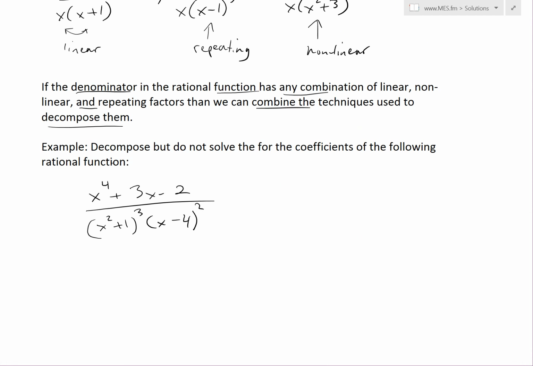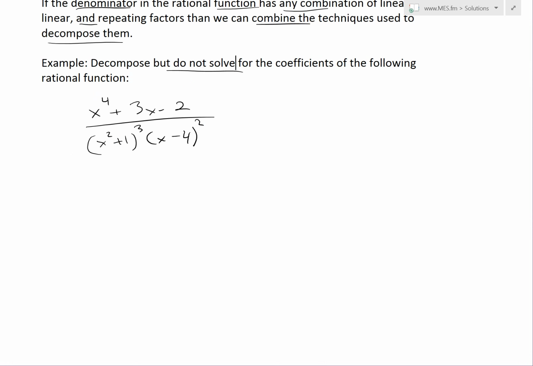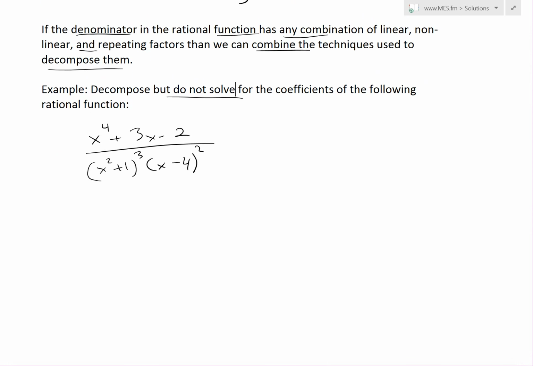Now let's take a look at an example that has a combination of all these. This example states: decompose, but do not solve for the coefficients of the following rational function. So we look at this one here, it's pretty complicated. x to the power 4 plus 3x minus 2, all divided by x squared plus 1 cubed, times x minus 4 to the power of 2.